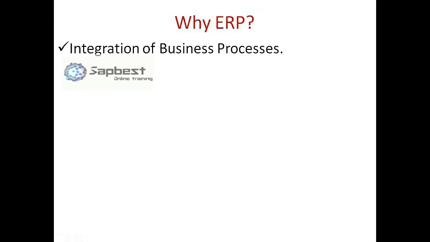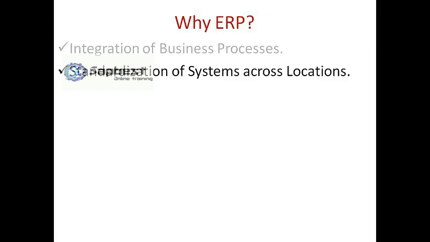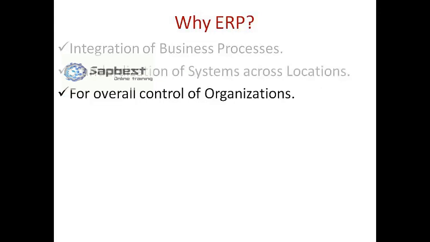So this is the use we're going to see. Why we're using ERP. Number 1 is integration of business processes. As I said, it will integrate all the different business processes, all the different departments in your company, like the sales department or the purchasing department or anything. Then standardization of systems across locations. For example, your company is a multinational company, with a head office in the US and different plants all over the world. With ERP, you can have a standardized system in every location. It doesn't matter in which country they're operating, you will have the standard process in each and every country using the ERP system, right? Then for overall control of the organization, you can control your organization from your ERP system.